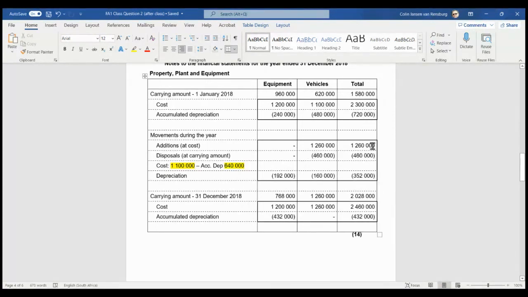So now you just add up across, right? You add up those two, it will give you that. You add up those two, it will give you that. You add up those two, the 192,000 and the 160,000, that must give you that. So you add them up across. Those two amounts must give you that.